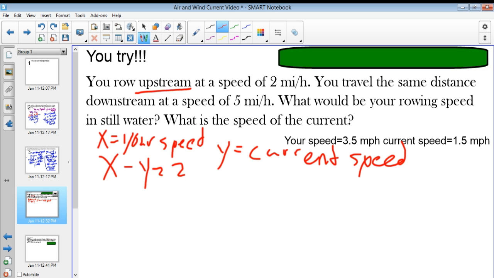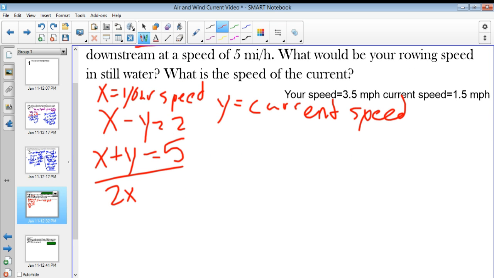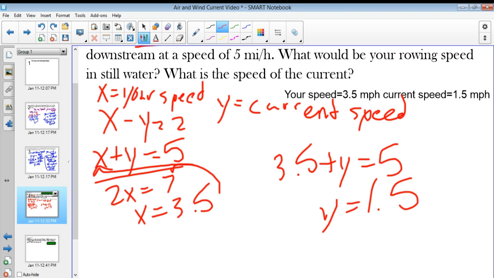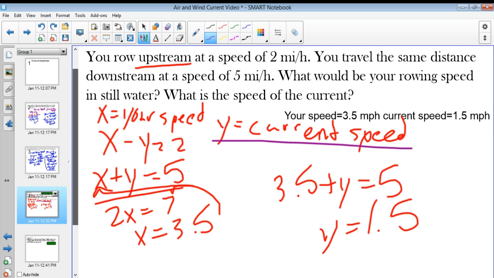Traveling the same distance downstream, you're going to be adding your speed and the current speed, that's equal to 5 miles per hour. Doing elimination here gives us that 2x equals 7, therefore x equals 3.5. Plugging that back into this equation says 3.5 plus y is equal to 5, therefore y has to be equal to 1.5. And because I had y equal the current speed, that means the current speed is 1.5, and x is my own personal speed in this canoe or whatever boat.